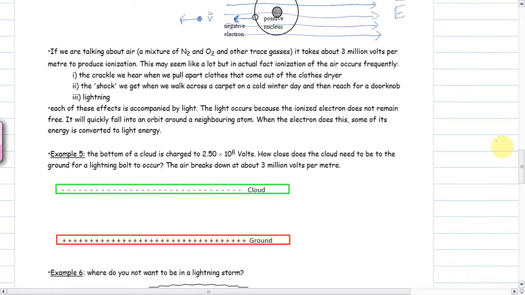Each of these effects is accompanied by light. The light occurs because the ionized electron does not remain free. It quickly falls into an orbit around a neighboring atom, and when the electron does this, some of its energy is converted to light energy.